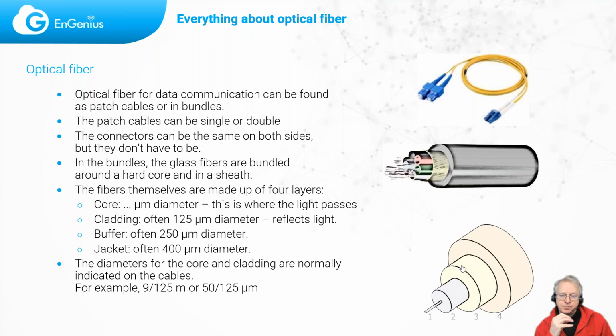When you look at the description on the cables, you will usually see numbers like 9/125 or 50/125, which are the core and the cladding respectively.